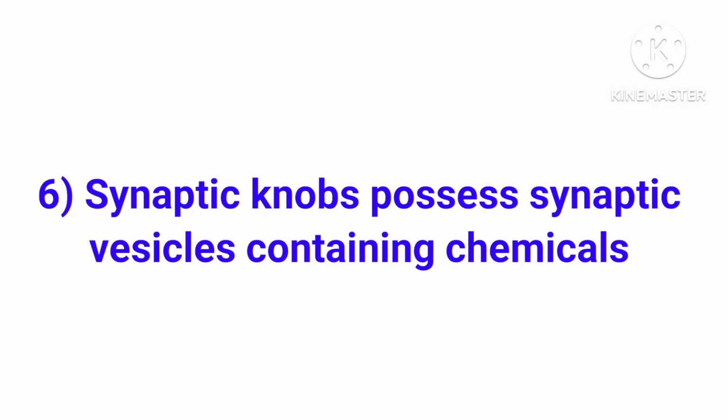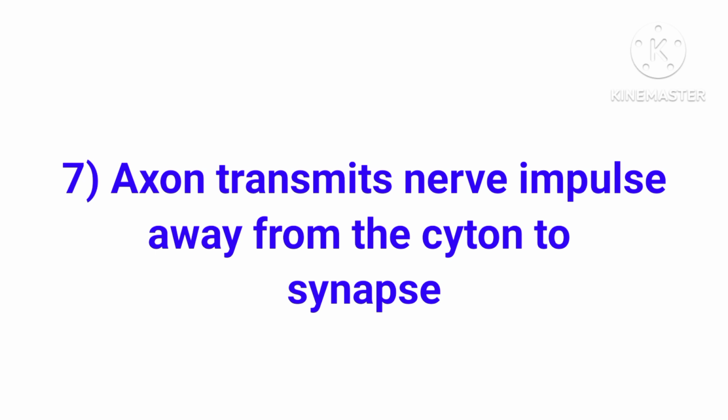Synaptic knobs possess synaptic vesicles containing chemicals called neurotransmitters. Axon transmits nerve impulse away from the cyton to synapse.